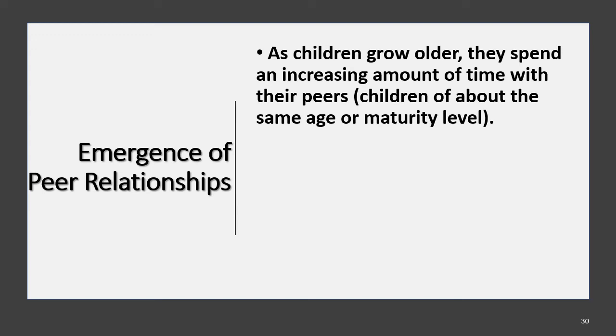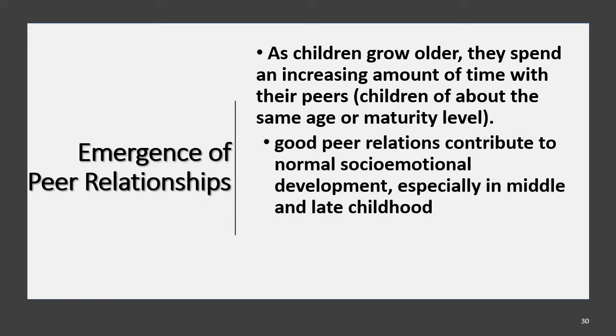As children grow older, they spend an increasing amount of time with their peers, children at about the same level of maturity, right? So basically their classmates. Peers, just friends, classmates, you probably already know that, but peer implies a person at your same level, basically.